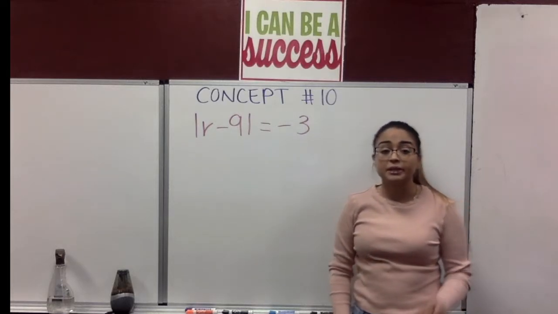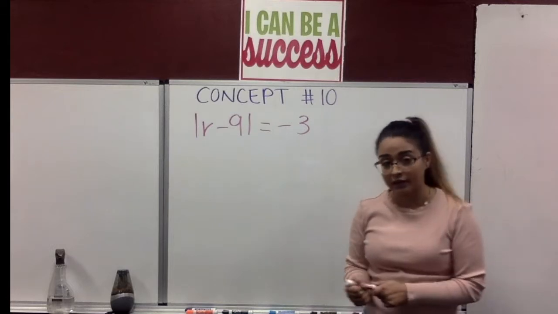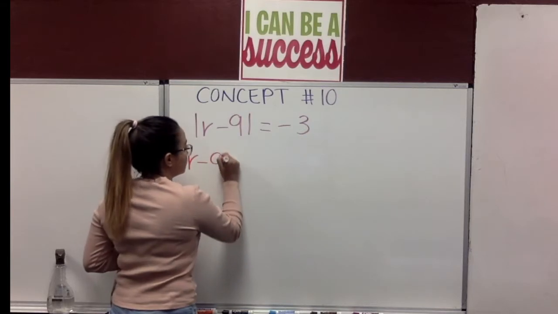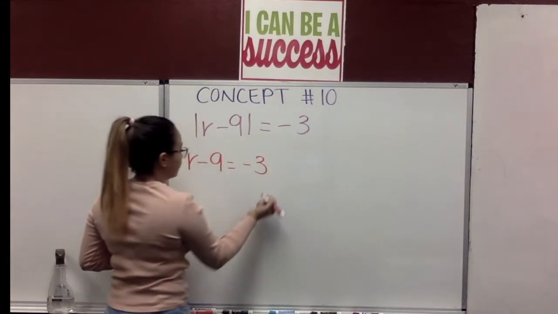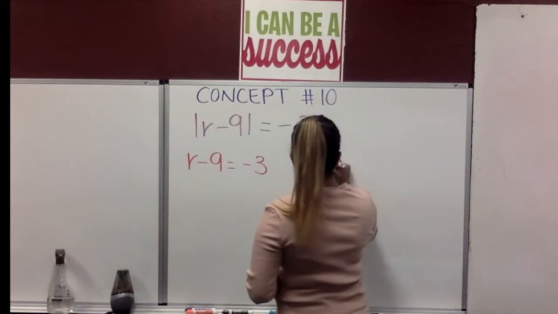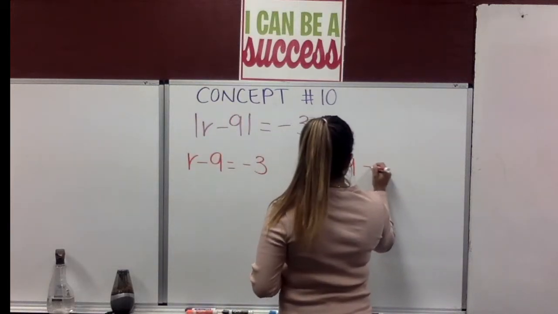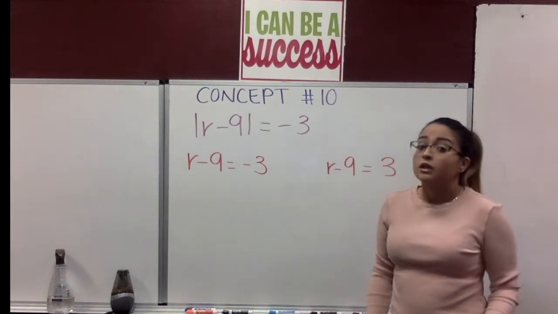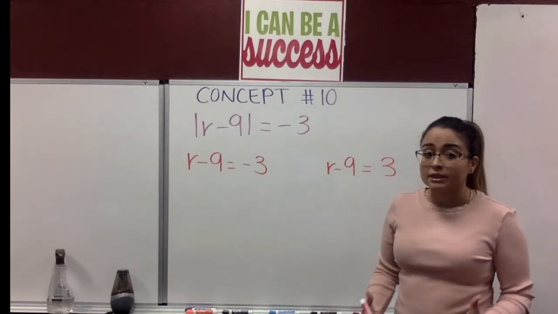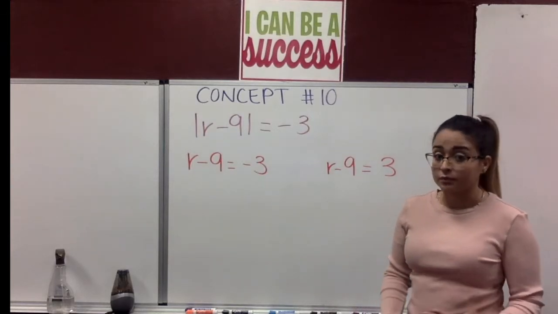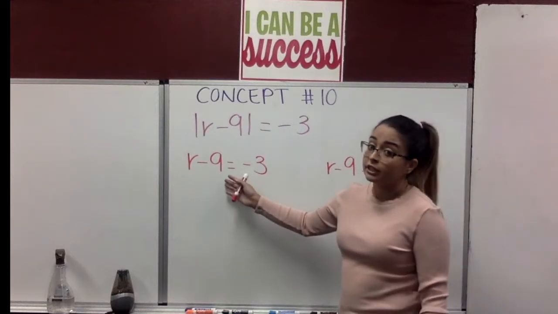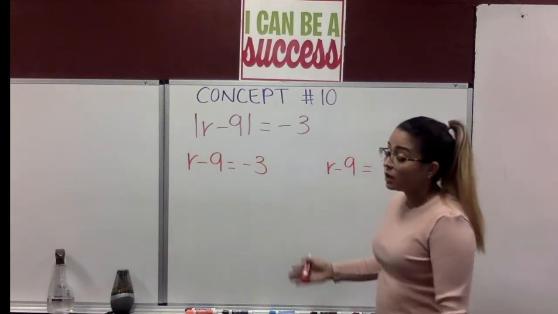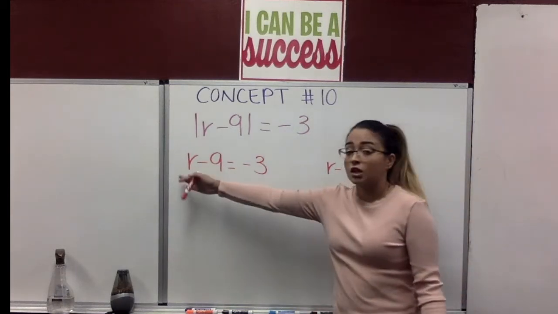We're going to split it up into two different equations, okay? We're going to split it up into r minus 9 equals negative 3 and r minus 9 equals positive 3. Now, why are we doing that? We're doing that because it is the absolute value, which is the distance from 0. It's going to equal either negative 3 or 3 because they're at the same distance from 0. Now, we're going to do as we normally would, which is solve for our variable.